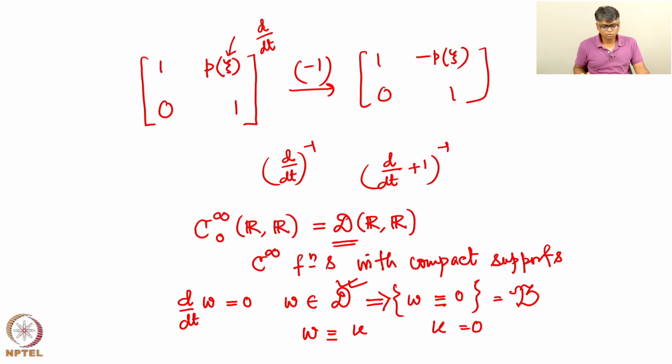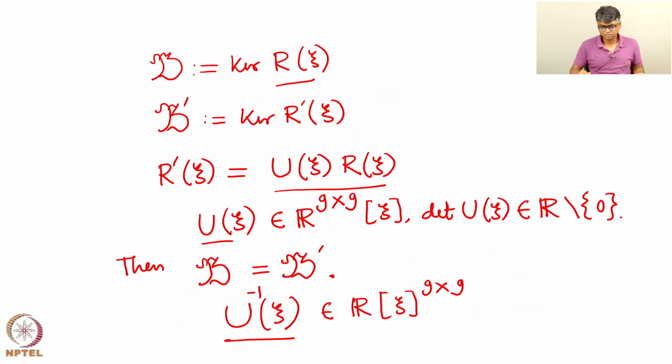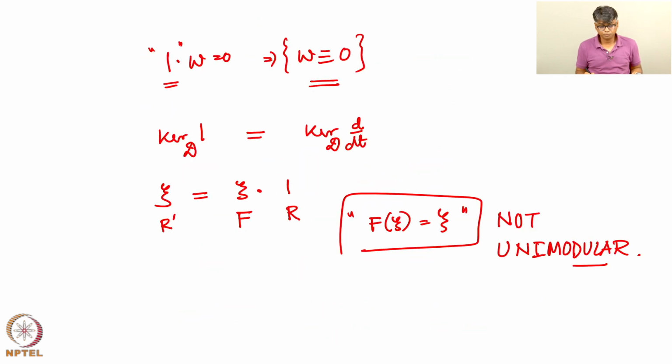So being related by a unimodular matrix, giving rise to the same behavior, is only a sufficient condition, not necessary. It will become necessary if, for example, we get rid of situations like this. We do not consider solutions coming from compactly supported functions. If we allow C infinity functions, then we will see later that this is necessary and sufficient.